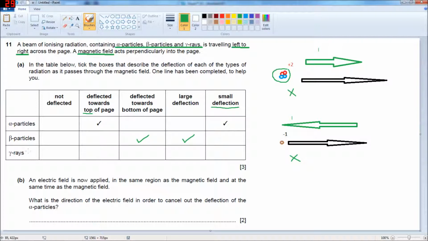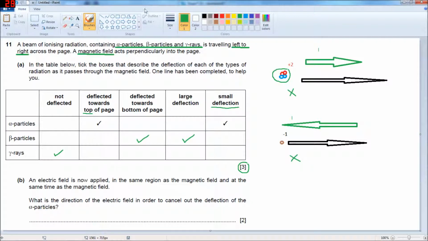Finally then, we've got gamma rays. Now gamma rays are not deflected. Think about why. They have no charge. So if there's no charge, there's no current, no deflection. And so there's no large, no small deflection, there is no deflection. That's how you'd get 3 marks on that section.